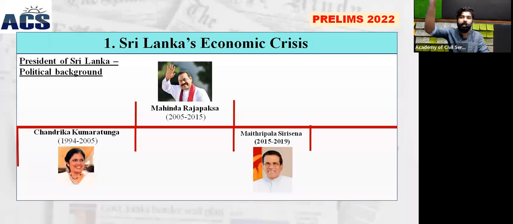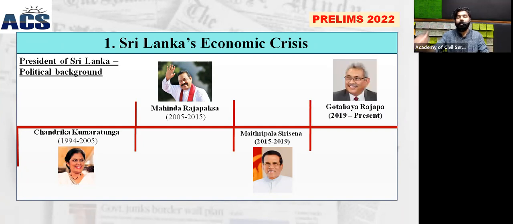That means when the NDA government ruled the first time, and now the NDA is in the second time in India, during the first time of the NDA, in Sri Lanka it was ruled by Maithripala Sirisena from 2015 to 2019. Since 2019, the government changed again. It is now under the presidency of Gotabaya Rajapaksa, who is also the brother of Mahinda Rajapaksa.